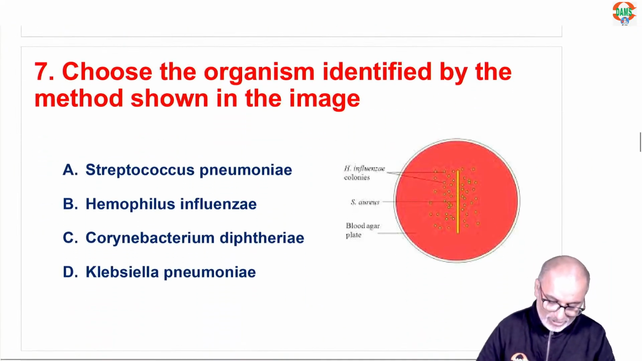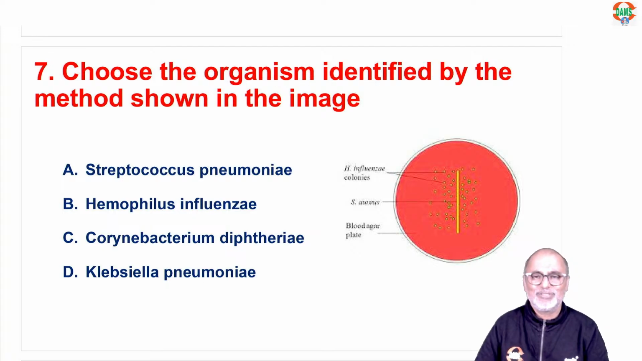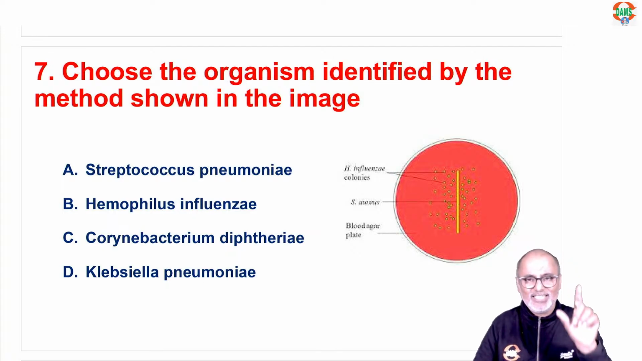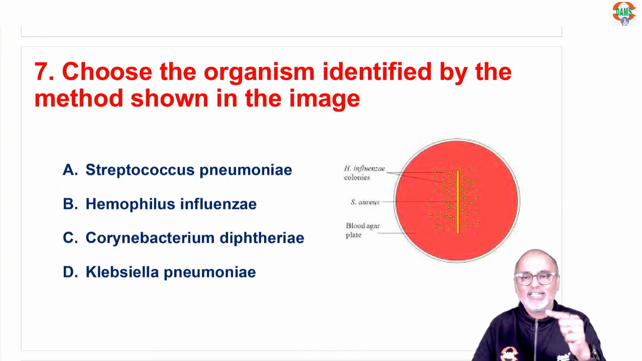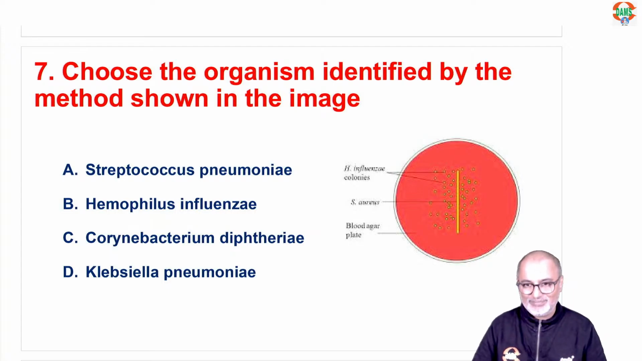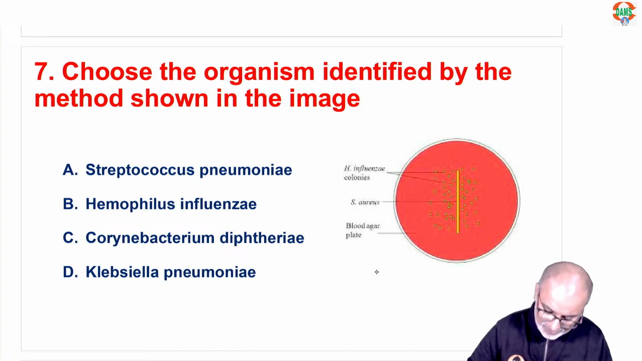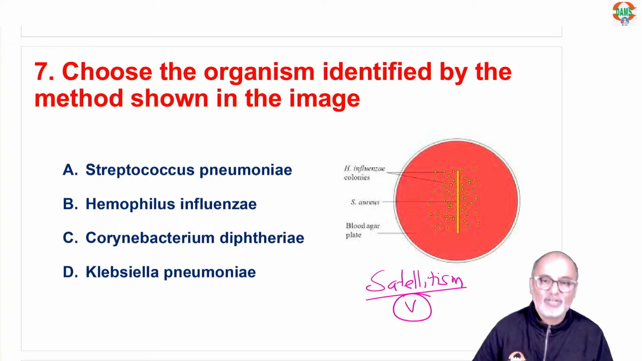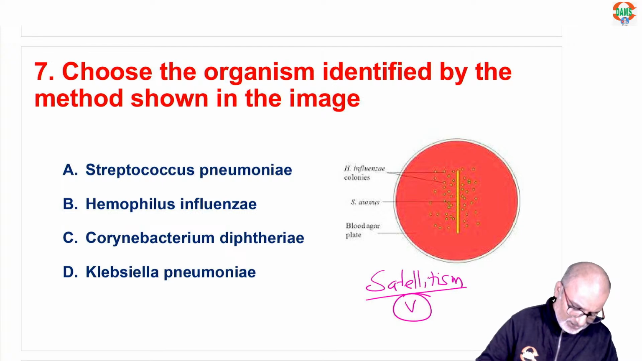Got it? Choose the organism, identify the method. After seeing the picture itself, you can say, if you are able to see an arrowhead, that is called CAMP test. If it is an arrowhead, CAMP test, but it is called satellitism due to factor V, NAD. It is due to Haemophilus influenzae, which needs both growth factors.